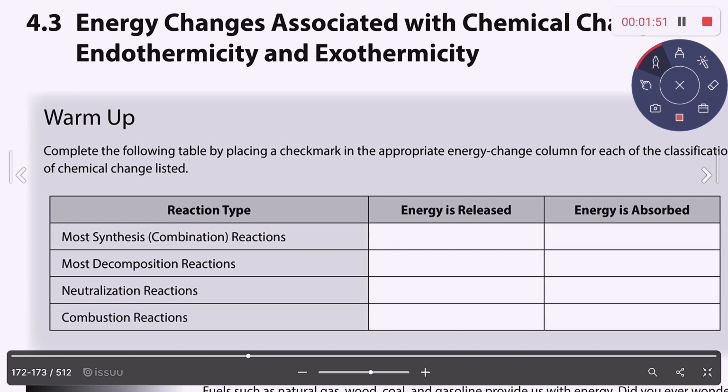Okay, what did you guys put for synthesis reactions? Released. How about decomposition? Absorbed. Neutralization. Combustion. Released. Okay. Let's talk about the different sources of energy.